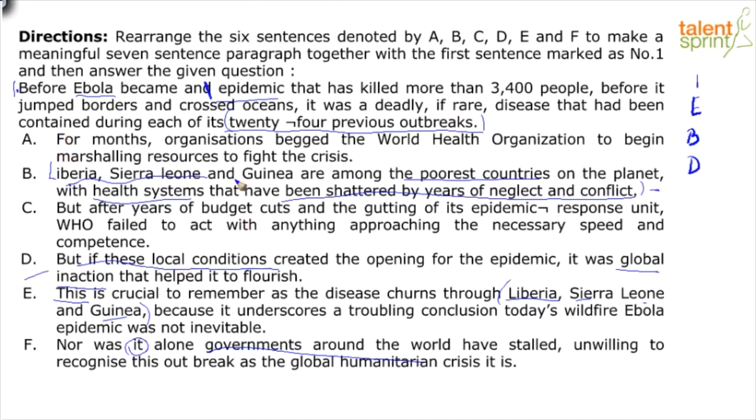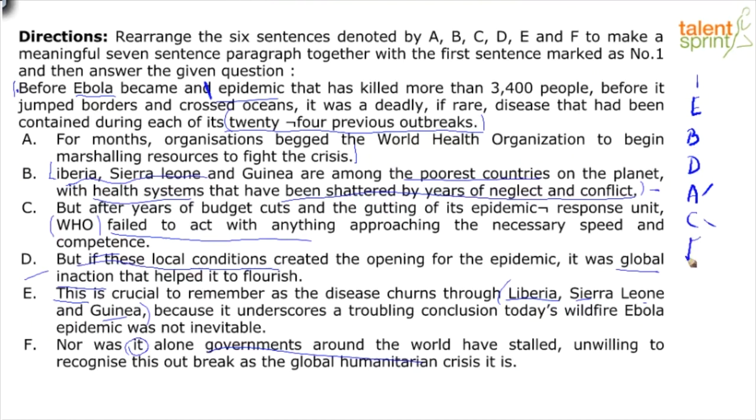For months, organizations begged the WHO, World Health Organization, to begin marshalling resources to fight the crisis. So this has been in place. Did anything happen? C: but after years of budget cuts and the gutting of its epidemic response unit, WHO failed to act with anything approaching the necessary speed and competence. So organizations begged WHO to take some action, but they failed. WHO being your keyword here. Begged to take action, no action taken. They failed.